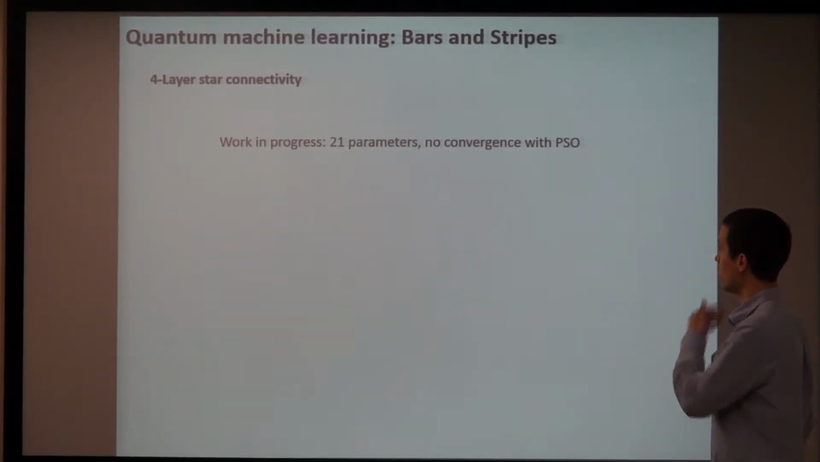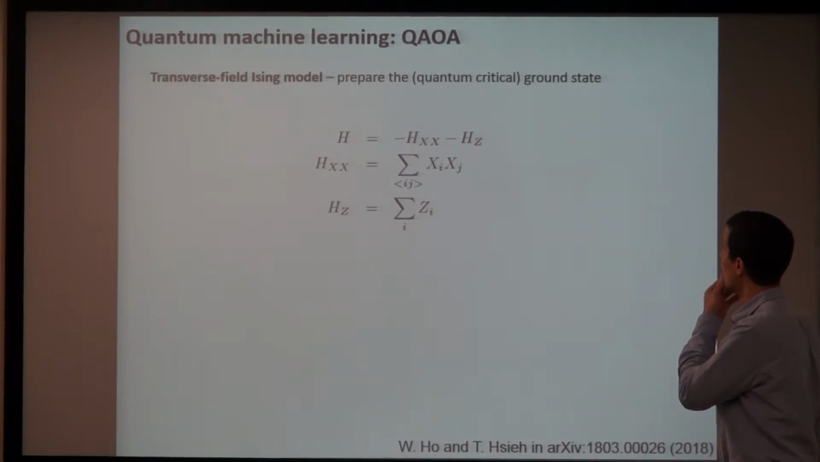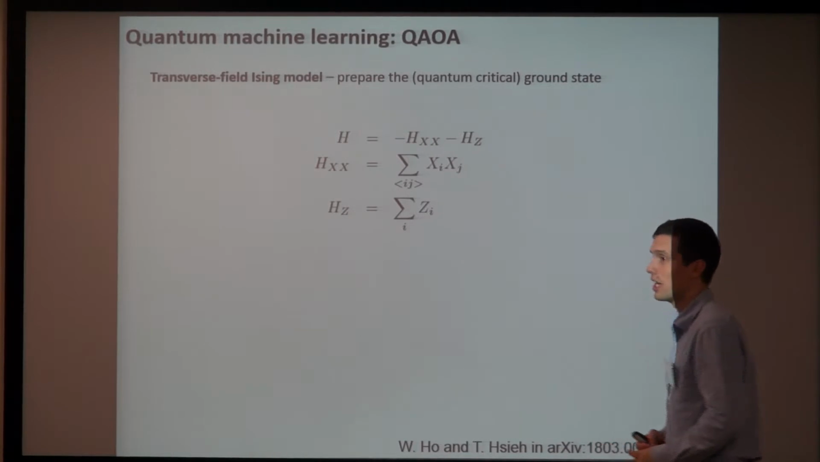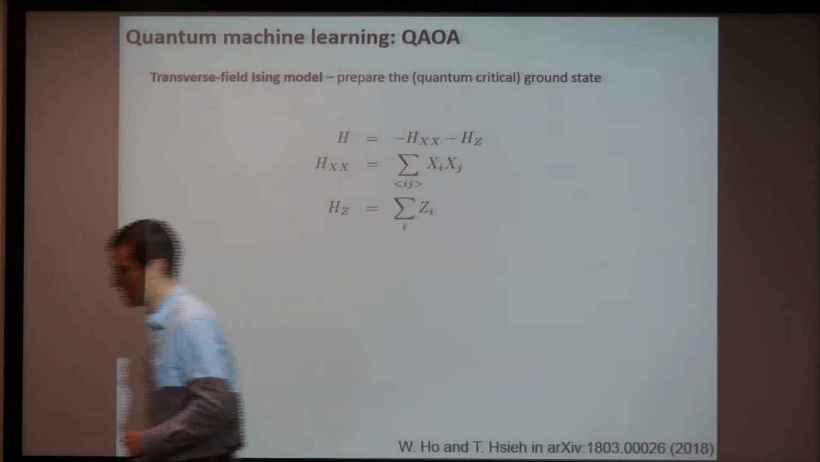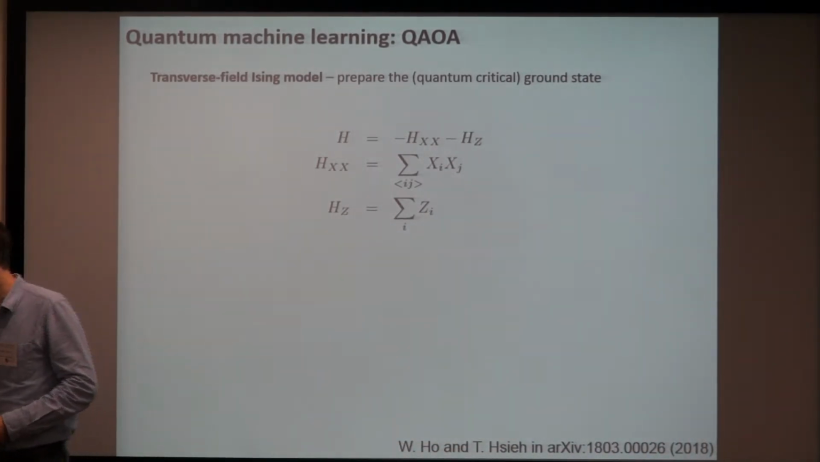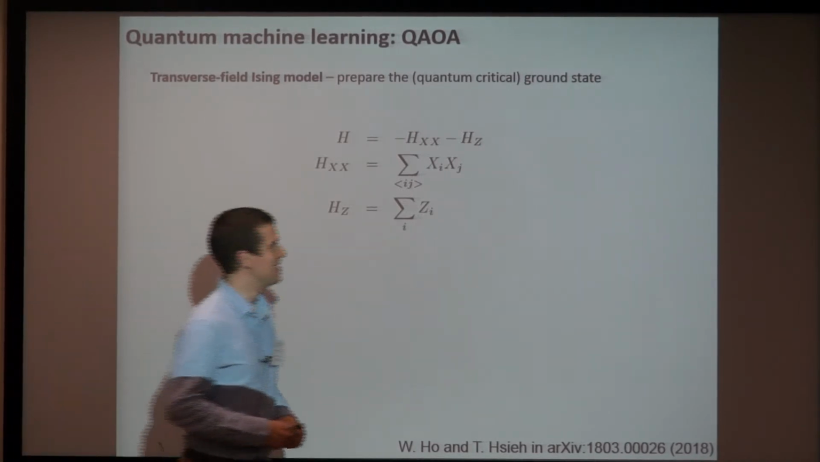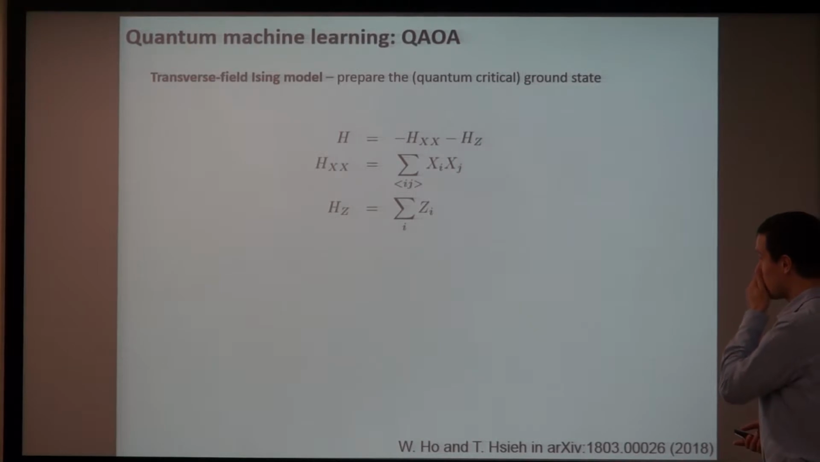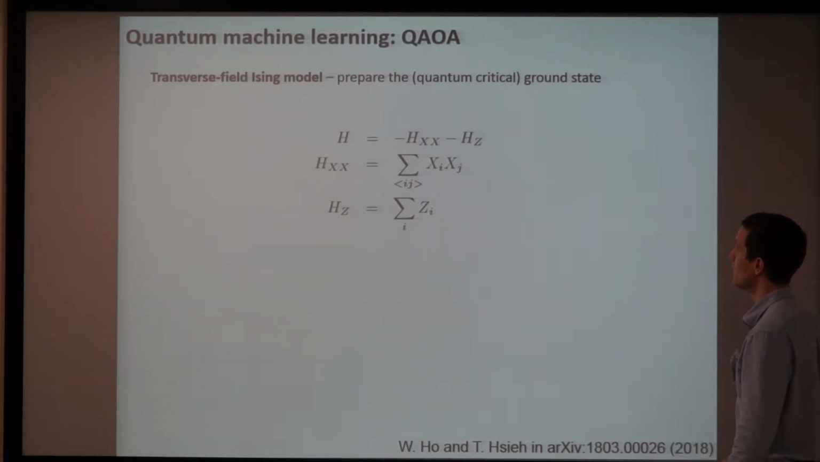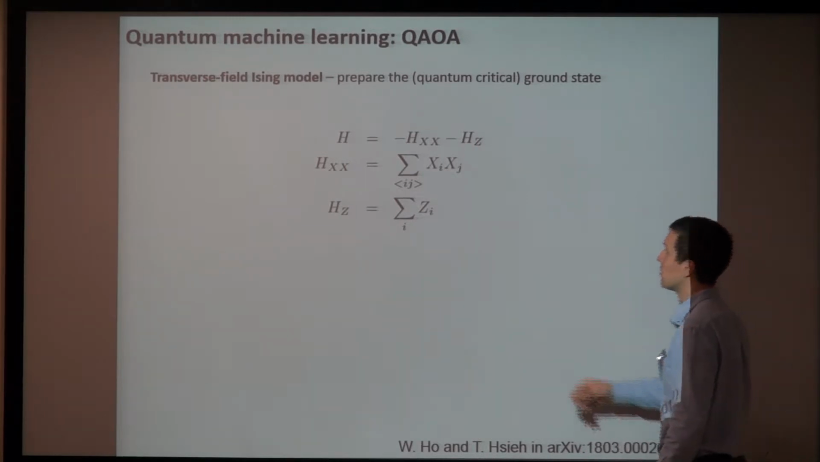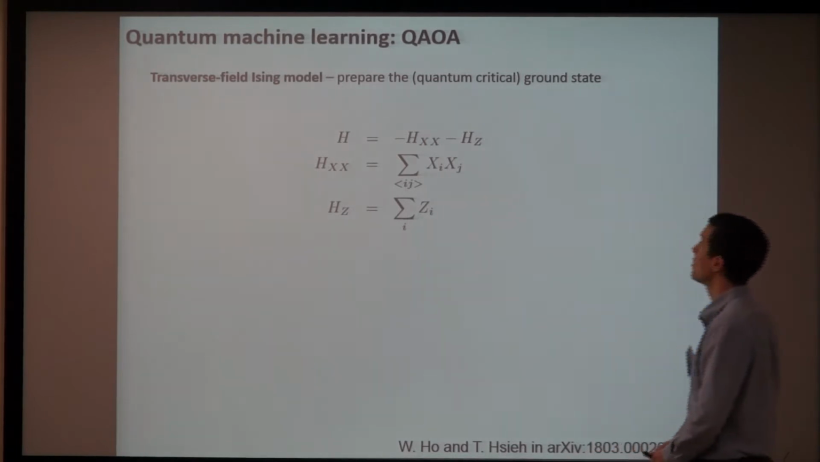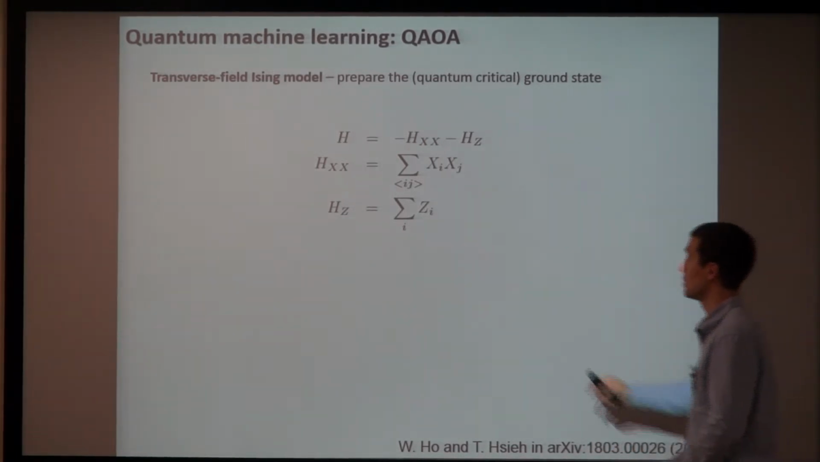Yes, I'll move on to the last application, which is QAOA, the quantum approximate optimization algorithm, or, as I've learned earlier, the quantum alternating operator ansatz. The idea here is you're trying to find a certain ground state of a certain Hamiltonian. In our case, we chose the transverse field Ising Hamiltonian, so you have some interaction term, you have some transverse field term, and you're trying to find the ground state for certain values, right?